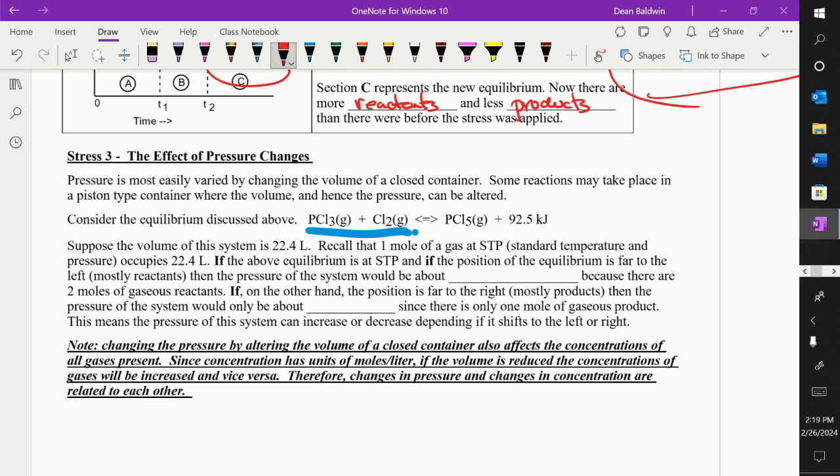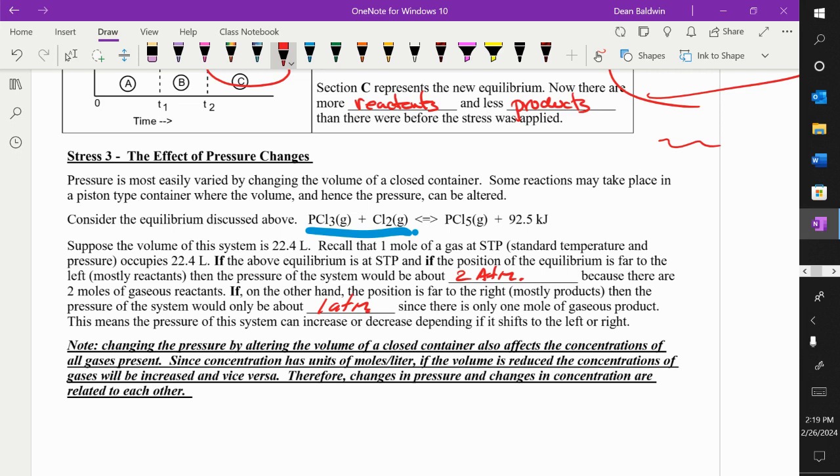So if you think about pressure, we could say the reactant has about 2 atmospheres of pressure, because all pressure is the molecules pushing against something. Whereas on the product side, if it was mostly products, you'd have 1 atmosphere. So depending on what we do with the pressure of the system, you can shift it to the left or to the right.